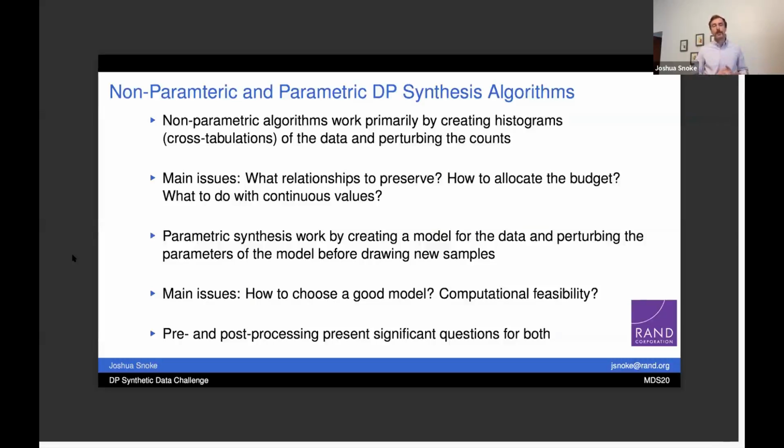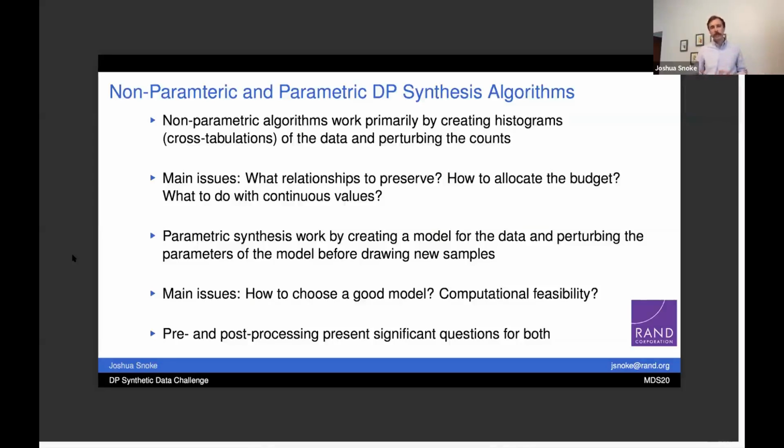So what you do is you do a lot of work with public data, or the training data in this case, to try to determine what relationships are worth preserving in the data. The second thing is how to allocate the budget. Naively, you could simply allocate the budget evenly across all of the bins, but it might be better to separate the budget and put more on, say, variables that you think are more important in the data.